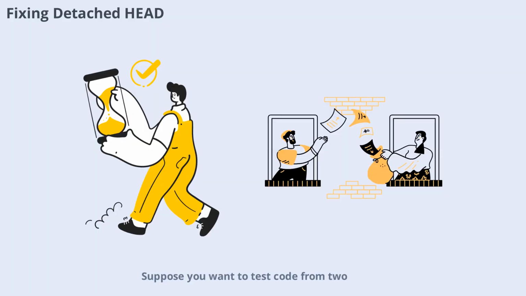Suppose you want to test code from 2 weeks ago to debug a drop in model accuracy. You check out an old commit, entering detached head state. To keep your changes, immediately create a new branch from there. This way your work is safely tracked and won't disappear.